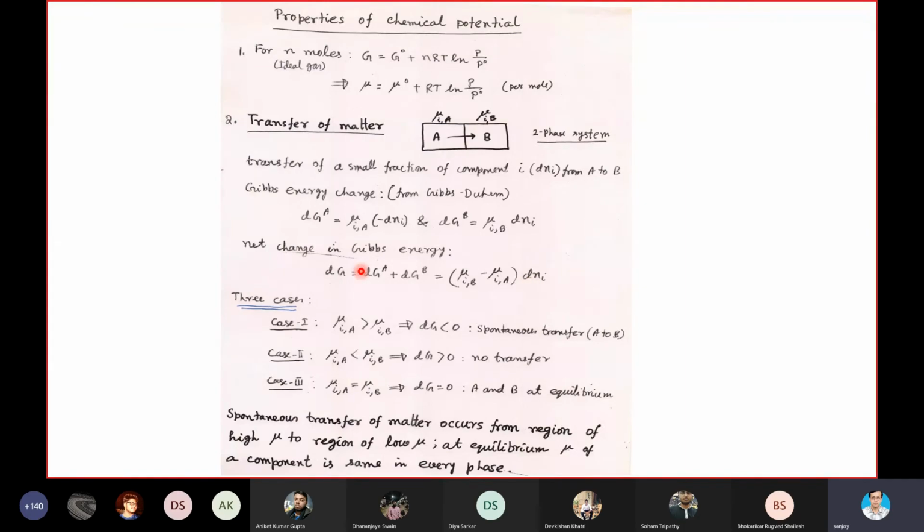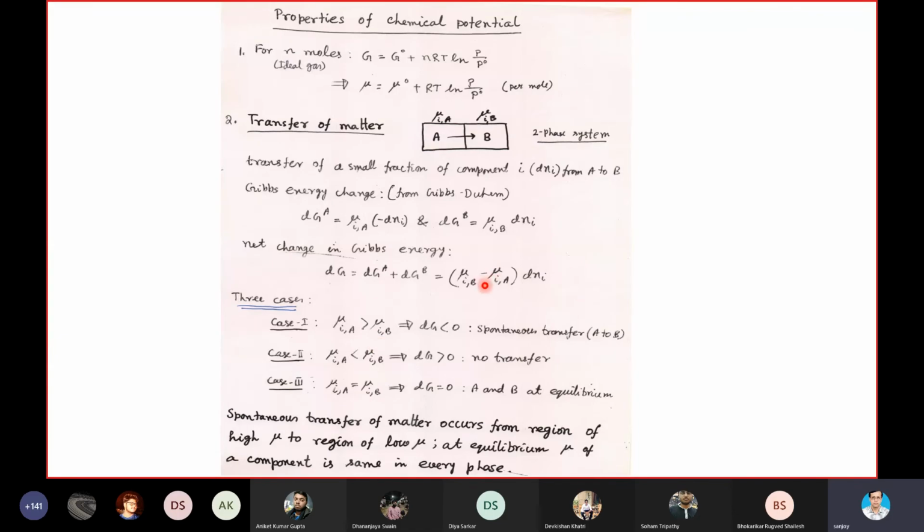Now, looking at this very simple expression, you can see that there are three possibilities here. dNi is a fixed positive quantity, but of the two chemical potentials, mu iA and mu iB, one can be greater than the other and vice versa, or they can be the same. So one possibility is that the chemical potential of that particular component on the left-hand side is greater than on the right-hand side, so mu iA is greater than mu iB.